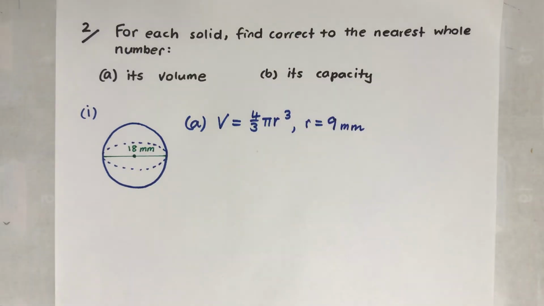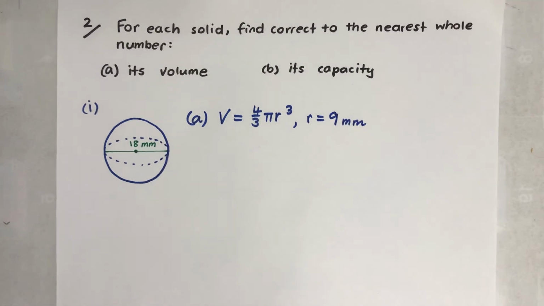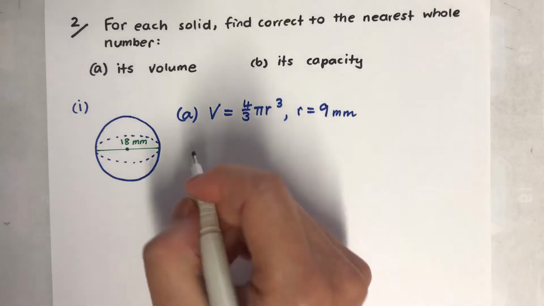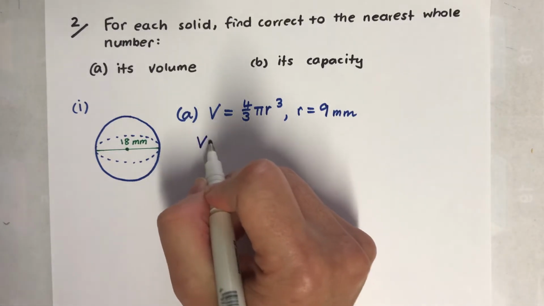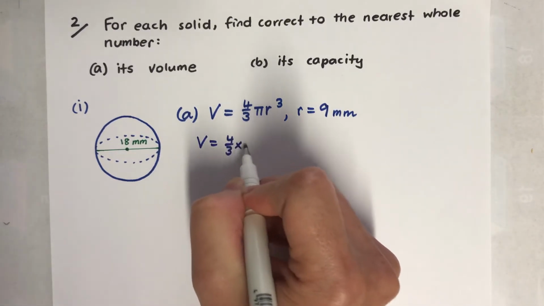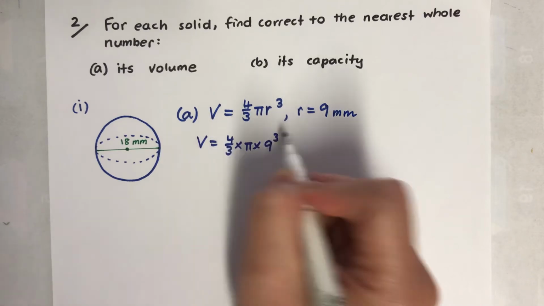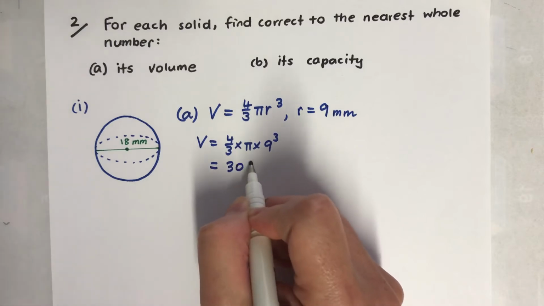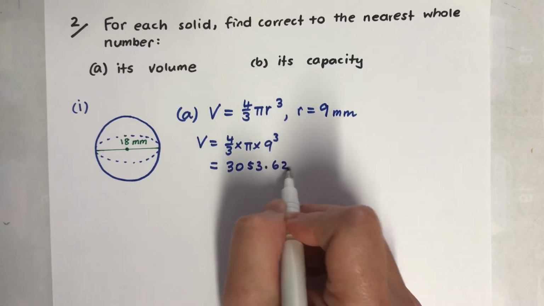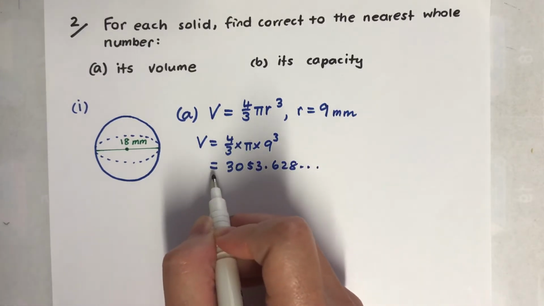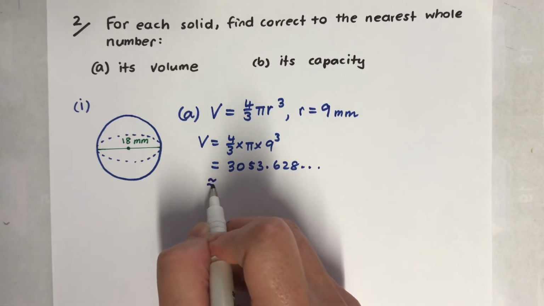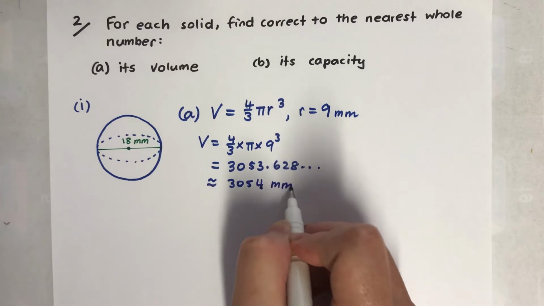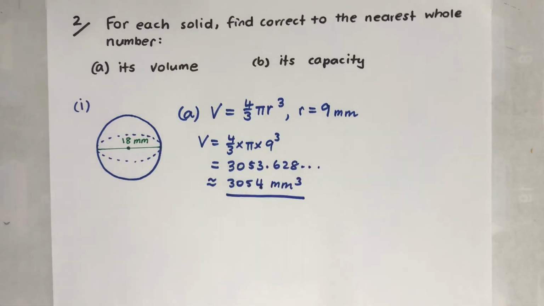So just prepare for this. It's like cooking, isn't it, guys? You're just getting the ingredients ready and you're about to start cooking here. All right then, V equals 4/3 times pi times 9 cubed, and you put that in your calculator, you will get 3,053.628 dot dot dot, and it says to the nearest whole number, so I will go 3,054 millimeters cubed because it's a volume.